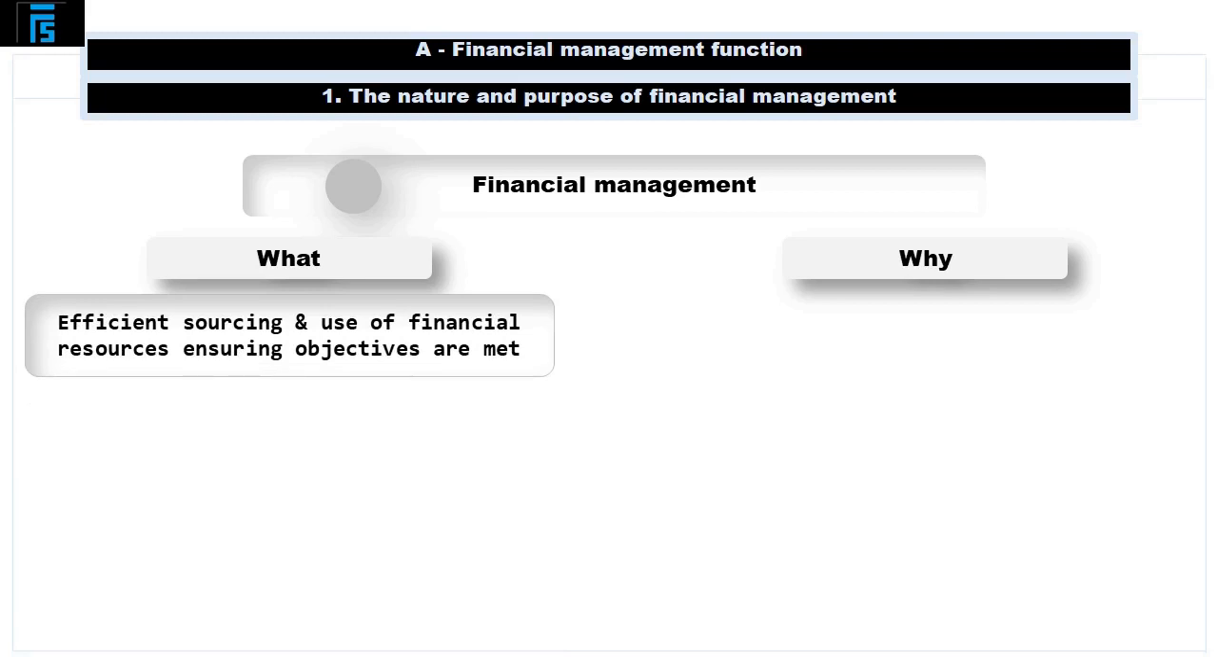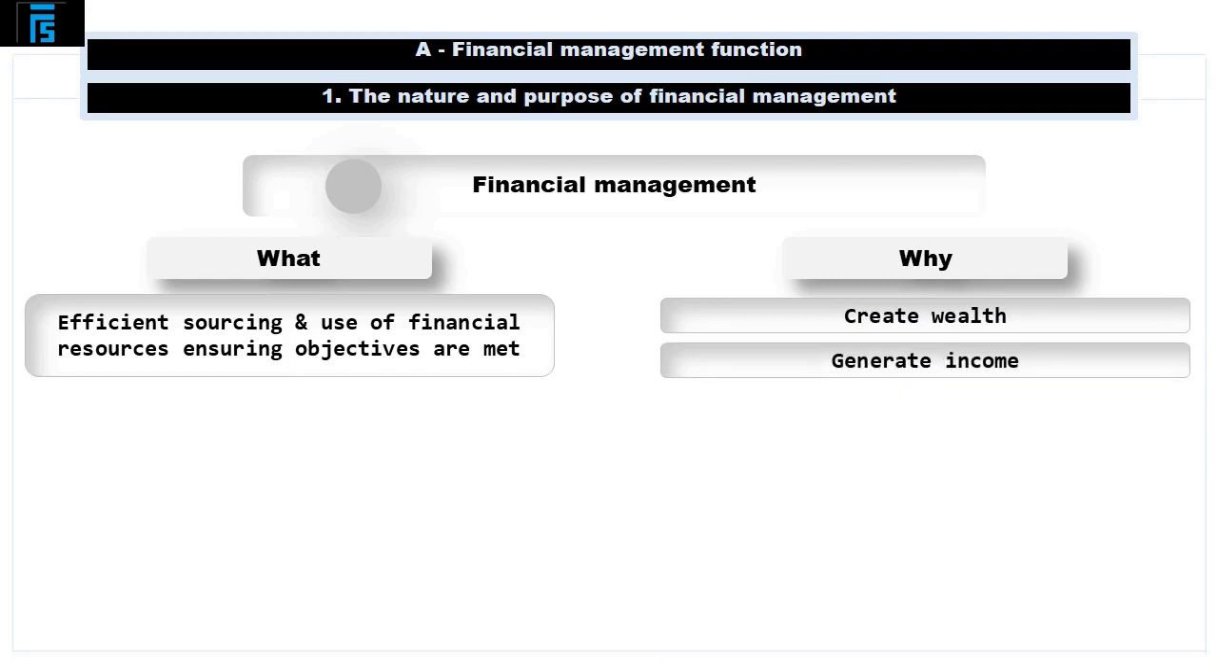Financial management is the efficient sourcing and use of financial resources to ensure the objectives of the organization are achieved. It includes both short and long-term sources of finance and short and long-term objectives. The purpose of financial management is to create wealth for the business and its shareholders, generate income, and provide an adequate return on investment when taking the risks into account.